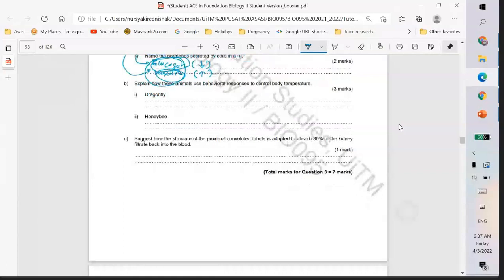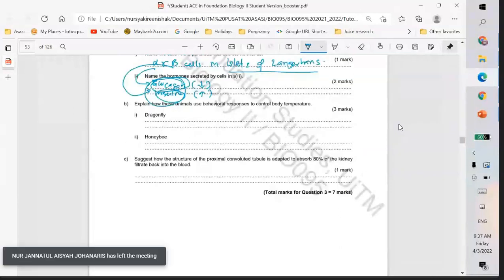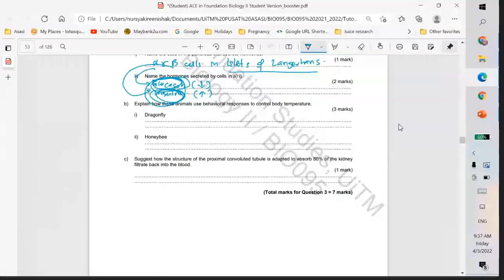Okay, so I hope you know how to explain the mechanism carried out by these two hormones in regulating blood glucose level. For question B, can you do both? Just one each, okay. Explain how these animals use behavioral responses to control body temperature.